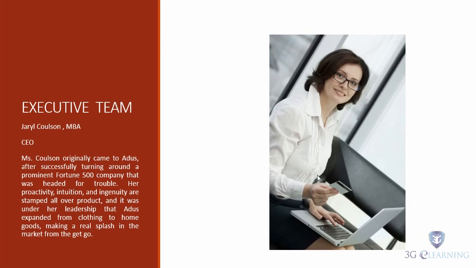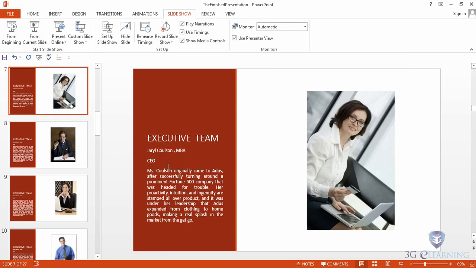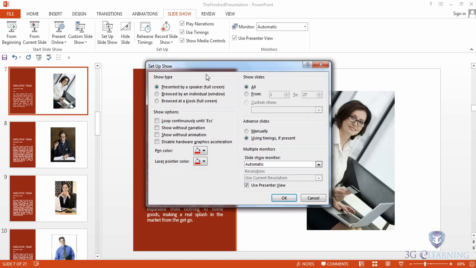Now I'm going to hit escape and go back to my presentation because maybe this presentation isn't actually going to be spoken by me. Maybe it's a continuous loop for a trade show exhibit or a wedding to be seen by all the guests as they come in. Well, we can do that by going back to the slideshow tab and choosing set up slideshow. Right now it's set to be presented by speaker and under advanced slides, it's set to do it manually, meaning I'm controlling it by clicking the mouse or hitting the spacebar.